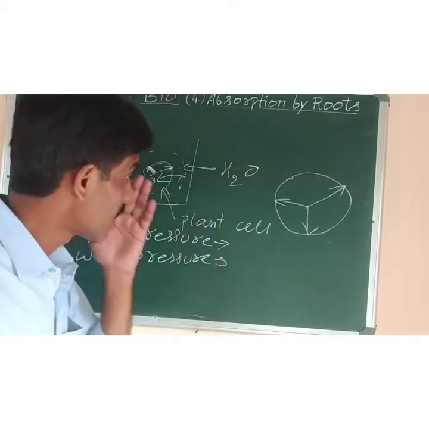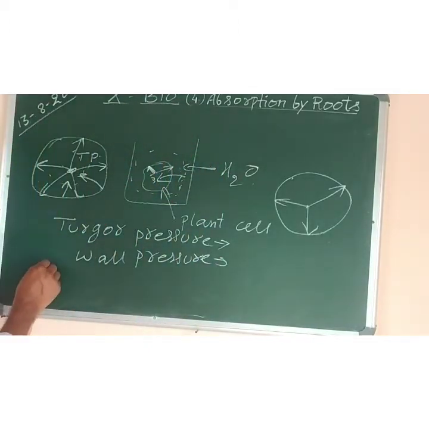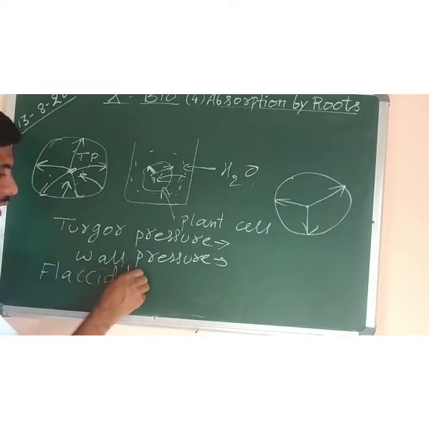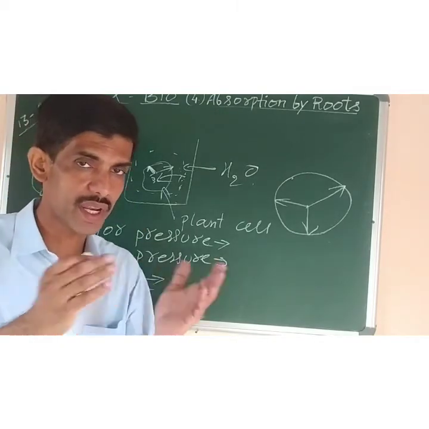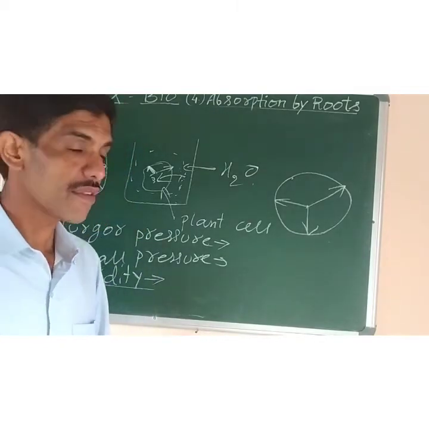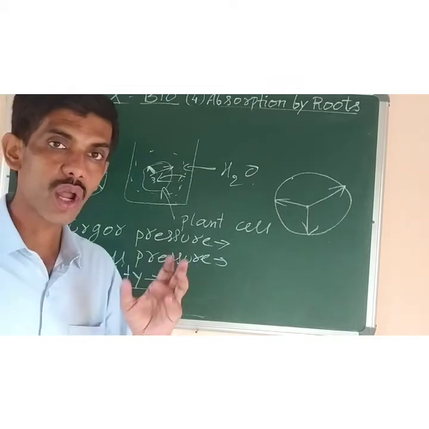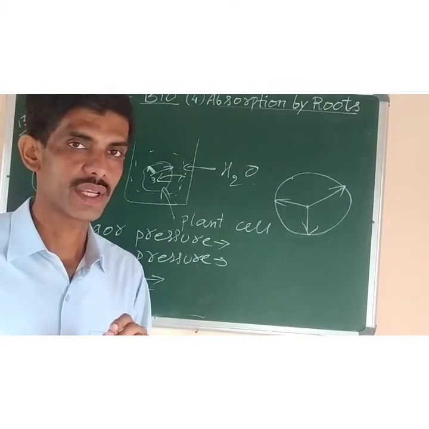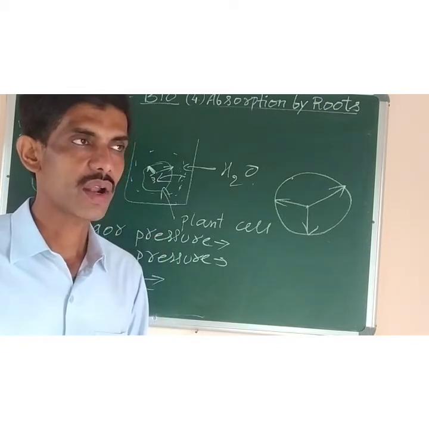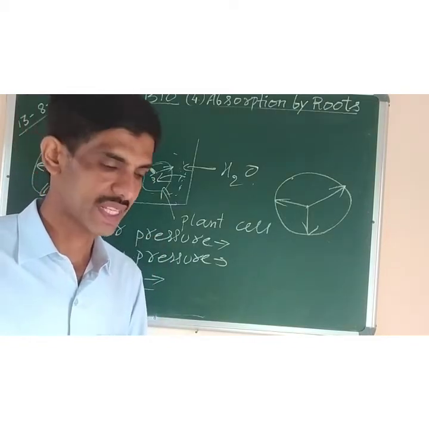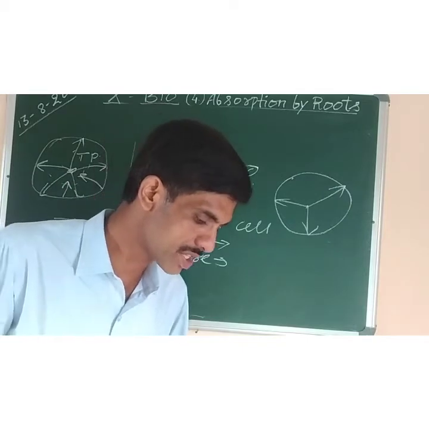Now the next condition is flaccidity, just the opposite of turgidity. What is flaccidity? Just now we read that turgidity is maintaining the shape of the cell. Flaccidity is the loss of turgidity, which helps to shrink the cell, or deform the shape of the cell. So in your book the definition is given.